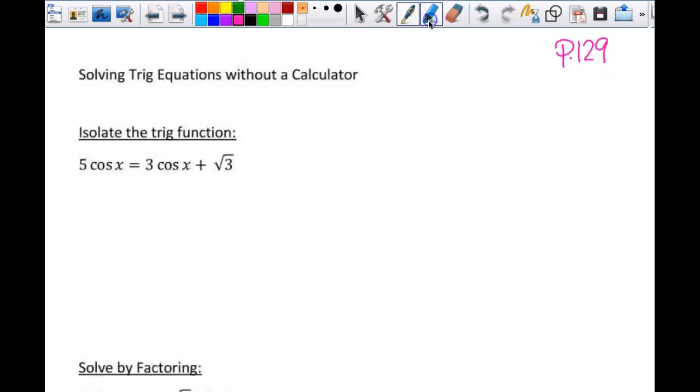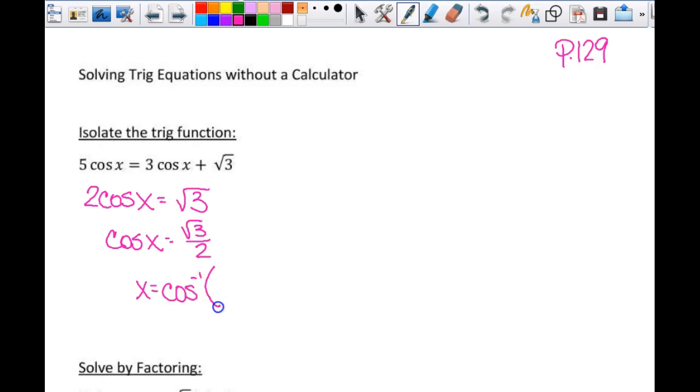Okay, so let's go to here and let's look at this. So we're going to isolate the trig function here, which means I've got 5 cosine x equals 3 cosine x plus the square root of 3. So I'm going to subtract 3 cosine x from both sides. So this is going to give me what on the left-hand side? 2 cosine x. Okay. 2 cosine x equals square root of 3. So the cosine of x equals square root of 3 over 2. So to make this look exactly like what we did before, x is equal to the cosine inverse of the square root of 3 over 2.